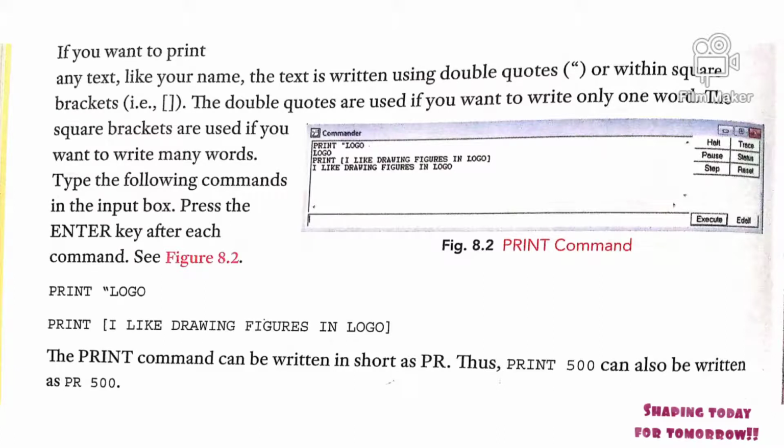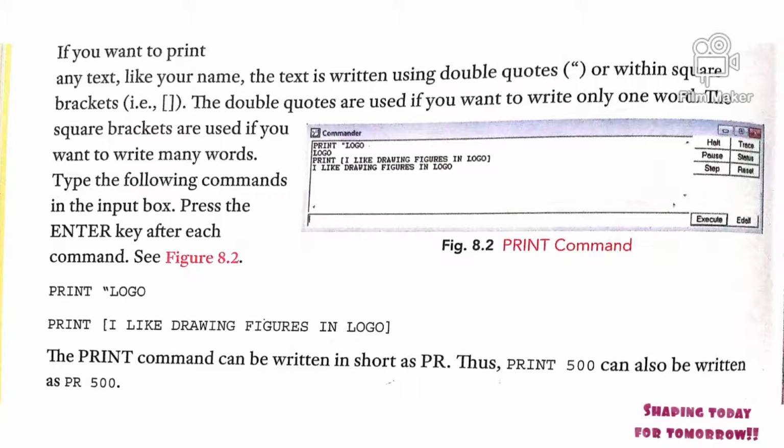The double quotes are used if you want to write only one word. So students, if you want to just write your name, you have to just put a double quote before it, because it is only one word that you want to print. But if you want to write a sentence, or any line, then you have to use the square brackets.